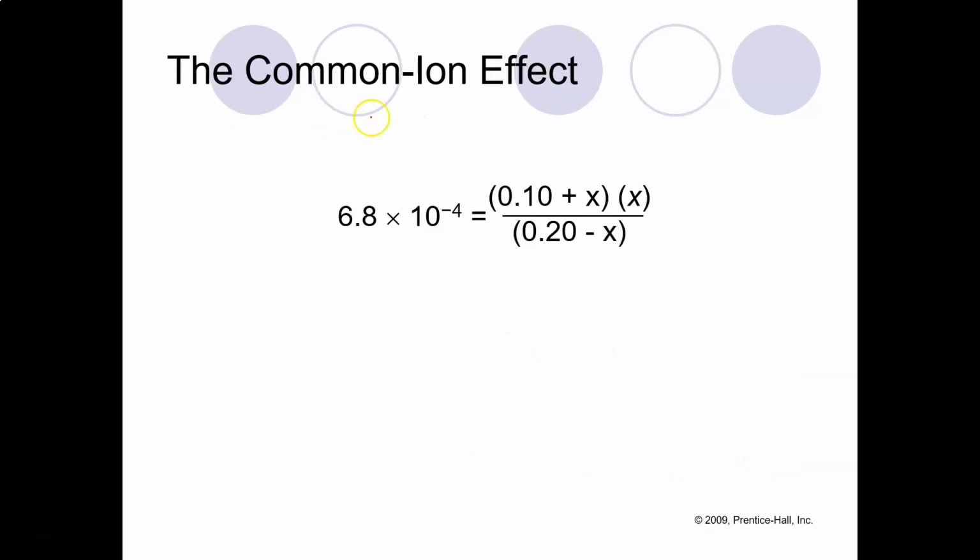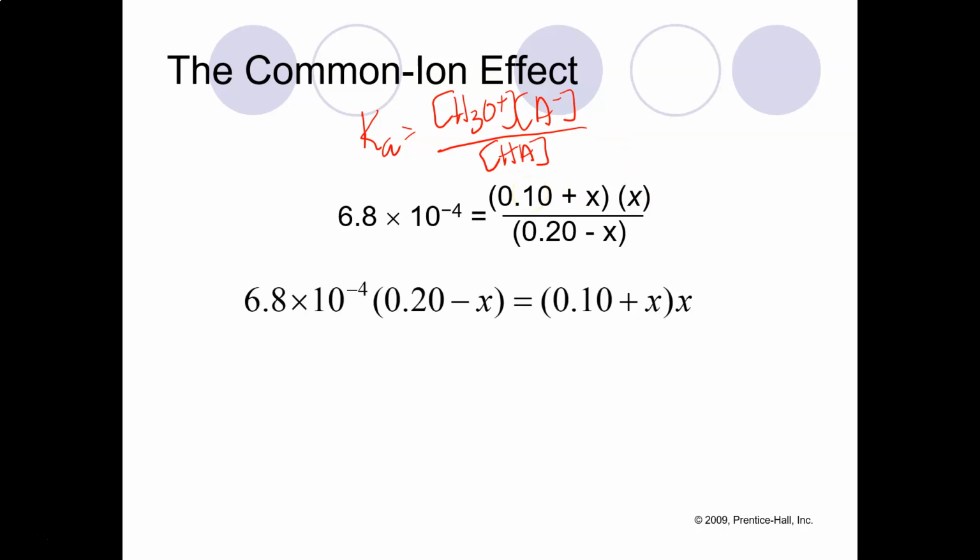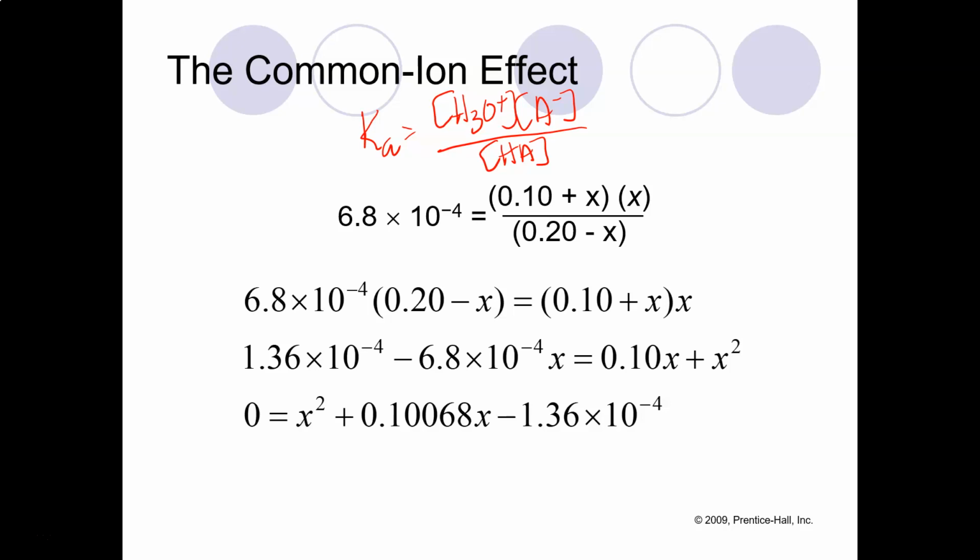Okay, so Ka equals the H3O plus times the A minus, which in this problem was F minus, over HA, which in this problem was HF. Okay, so I just took the expressions from the equilibrium row. I'm going to have to distribute the x. I'm going to cross multiply and distribute. I'm going to have to do the quadratic formula. Okay, so I'm just kind of shortcutting my way here.